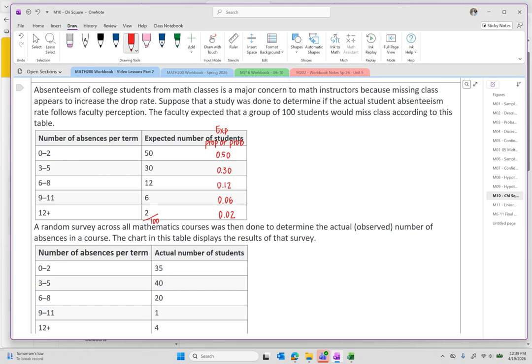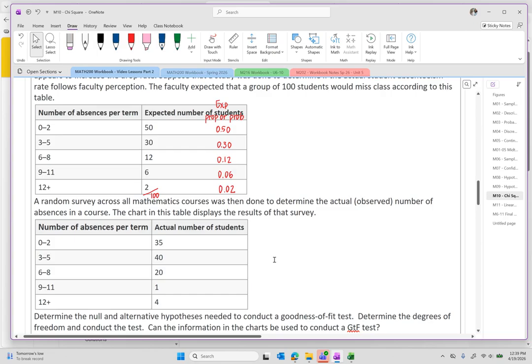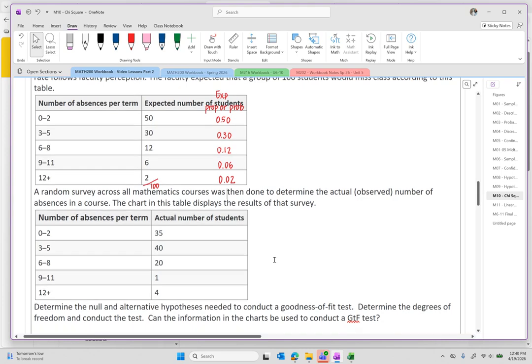A random survey across all mathematics courses was done to determine the actual number of absences in a course. So the actual numbers will be the observed numbers. And we didn't have 100 students this time, or did we? Yep, we did have 100 students again. So we observed 100 students, and we ended up with 35 students missing 0 to 2 classes, 40 students missing 3 to 5 classes, 20 students missing 6 to 8 classes, 1 student missing 9 to 11 classes, and 4 students missing 12 or more classes.